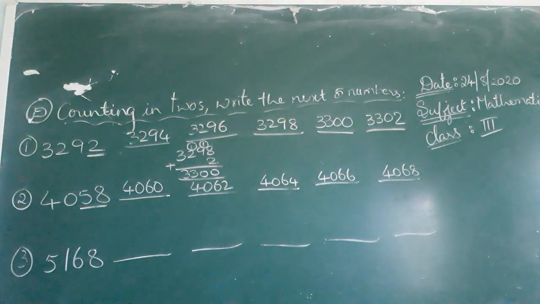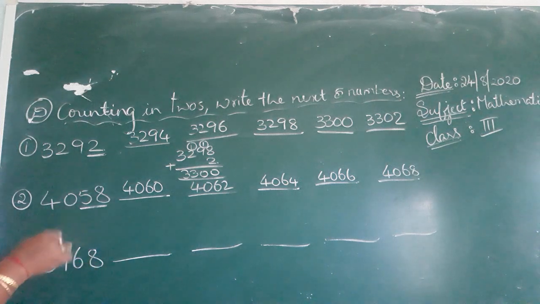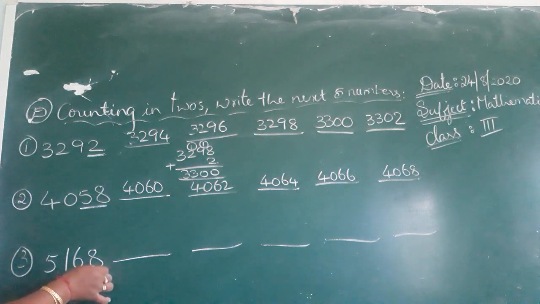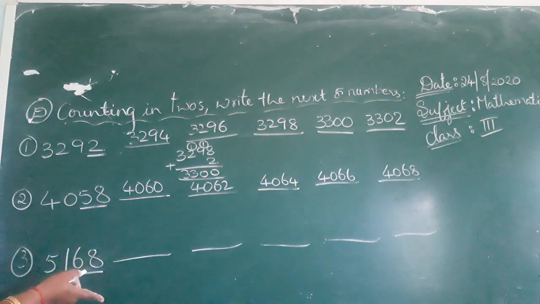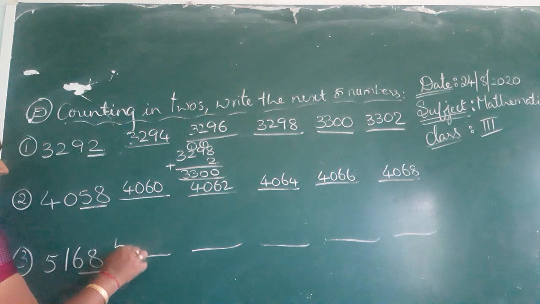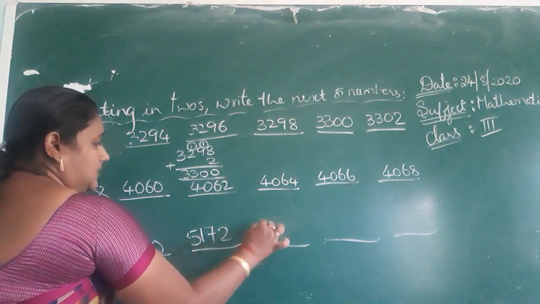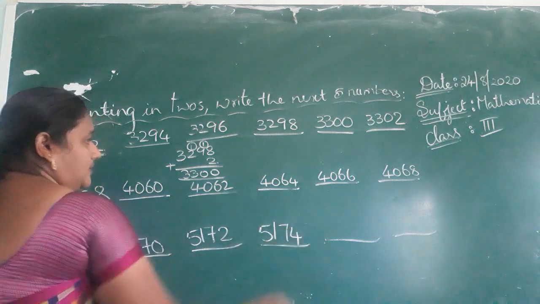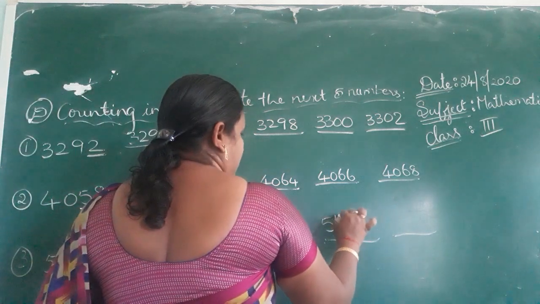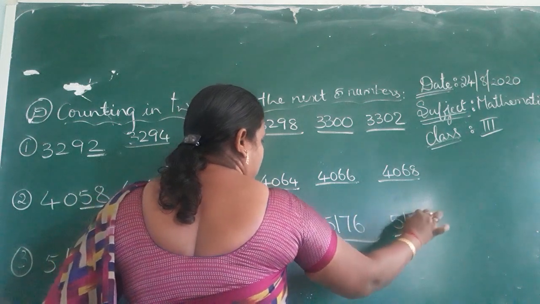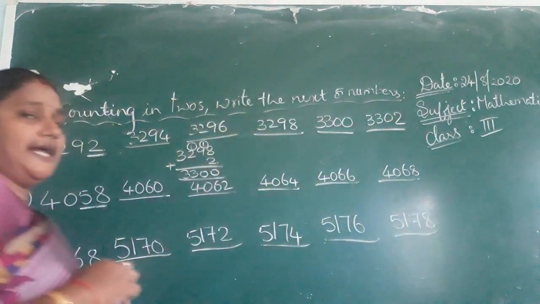So next one, 5168. So 8, if you add 2 you will get 10. So take 2 numbers now, 68. 5168, 68 if you add 2 you will get 70. 5170, 5172, 5174, 5176, 5178. Like that you will write.